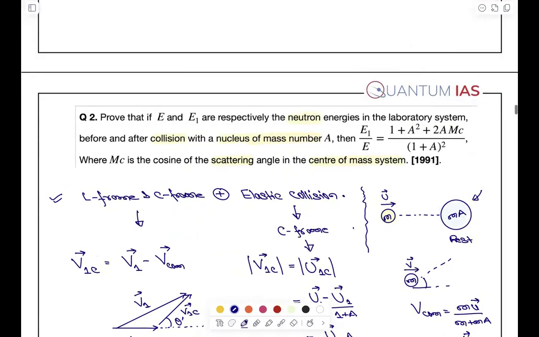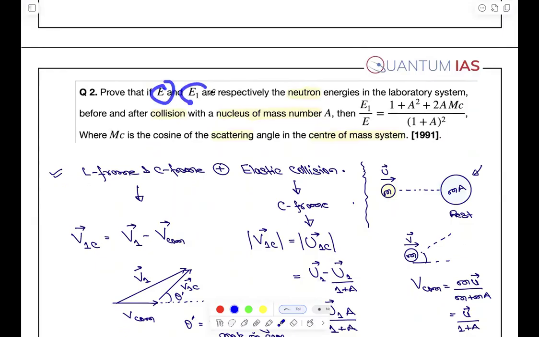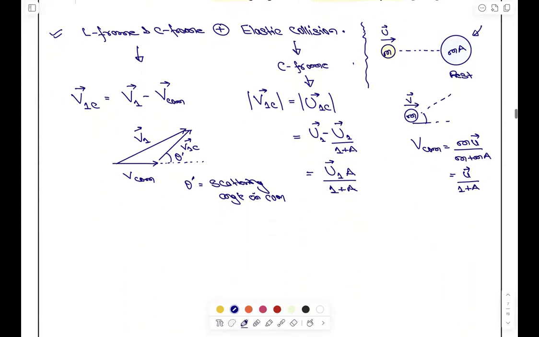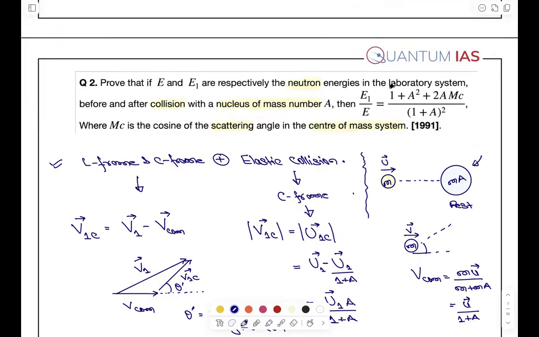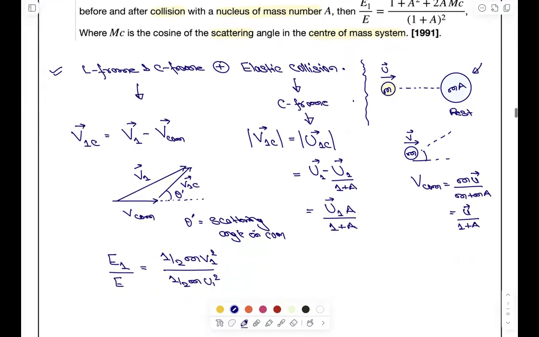So what they are asking: prove that E and E1 are the respective neutron energy in the laboratory frame, right? It is the neutron energy in the laboratory frame before and after collision. So write it down. E1 by E we have to find. What is E1? Simply half mass was m, speed was v1 square, half m u1 square. This is now in the laboratory system. We are writing in the laboratory system.